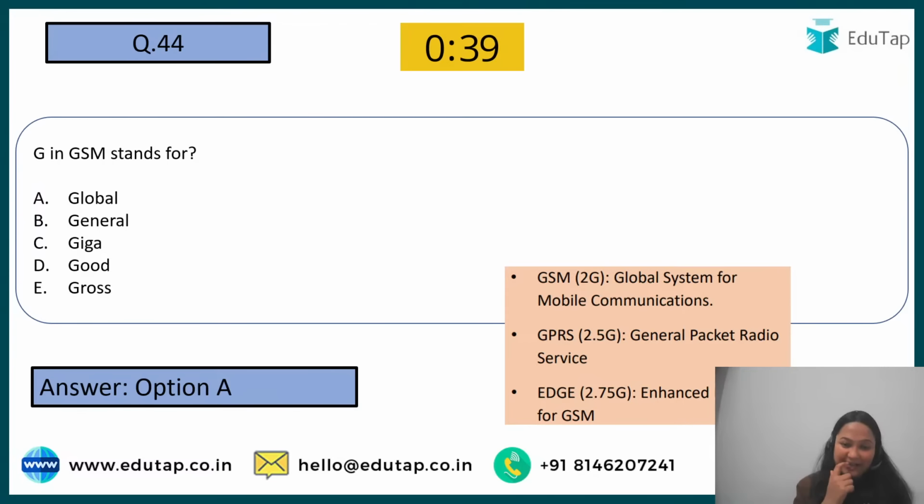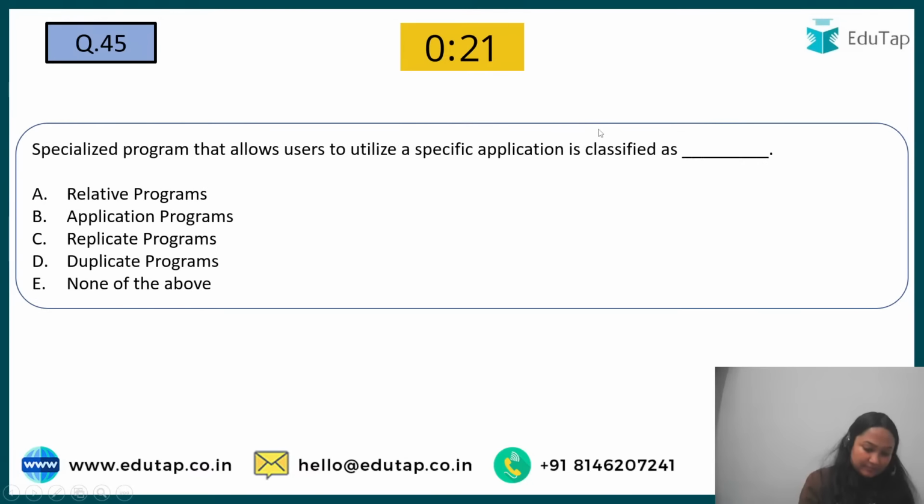And GPRS is the modified GSM, that is general packet radio service. Then the modified form of GPRS is EDGE, that is enhanced data rate for GSM. Full forms you will have to remember. Okay, full forms are the most important. Okay, no issue. So that we have discussed.